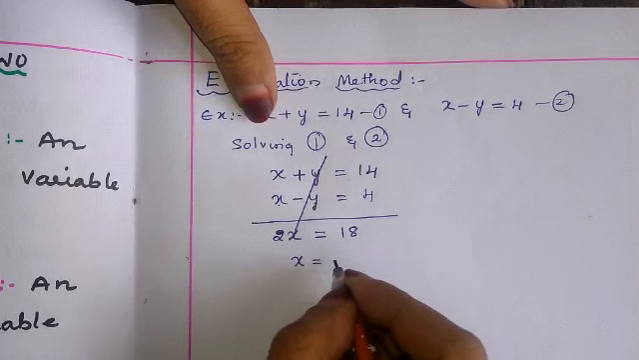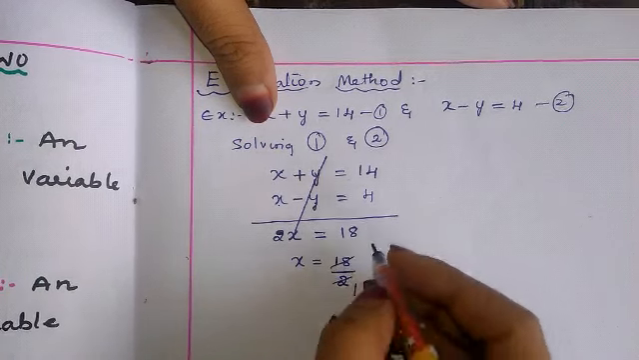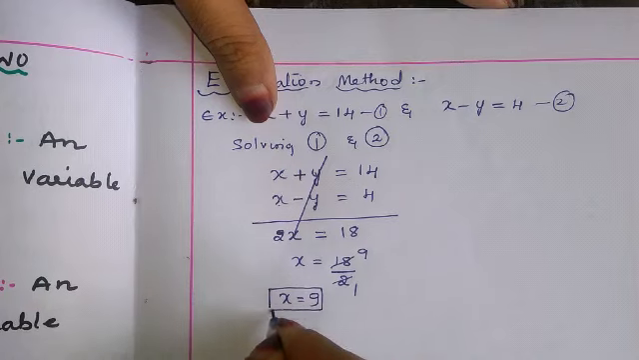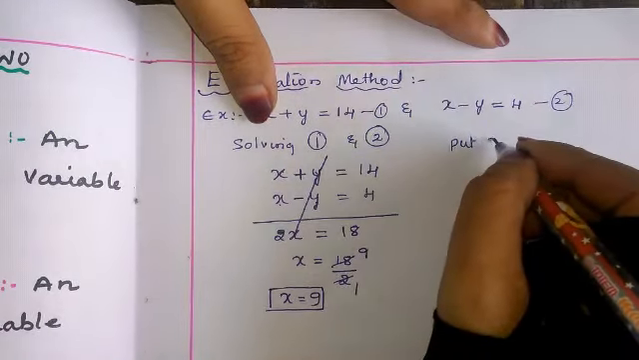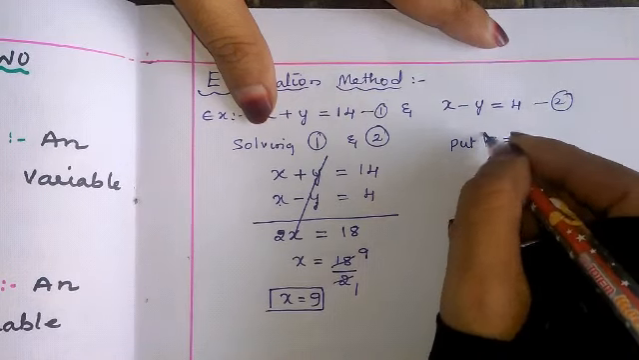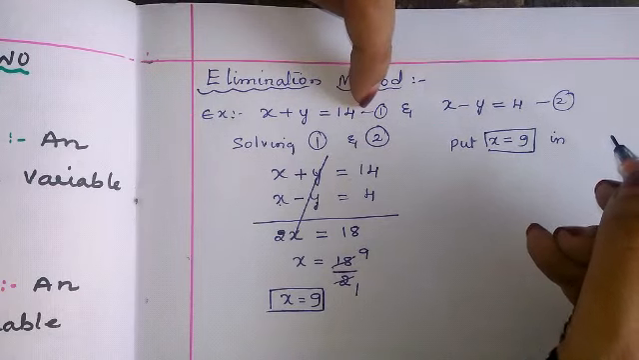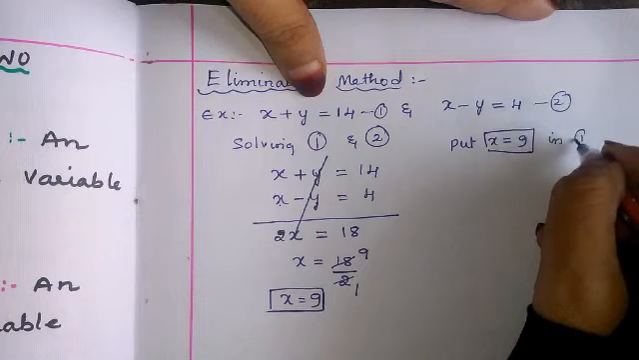x is equal to 18 by 2. 2 ones are 2, 2 nines are 18. X value what we got? 9. Now what we have to do? Put this x is equal to 9 in any one equation. Put x is equal to 9 in either, if you want you can put in equation 1 or 2. I'll take equation 1.